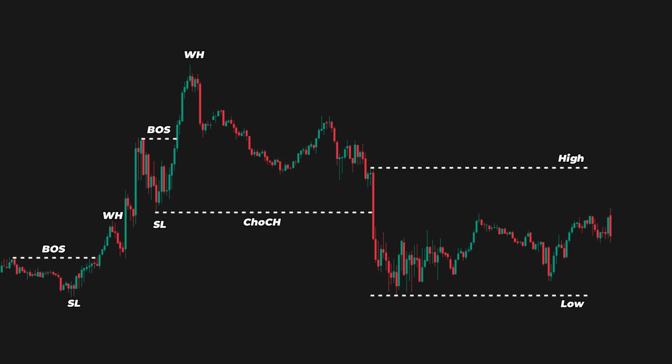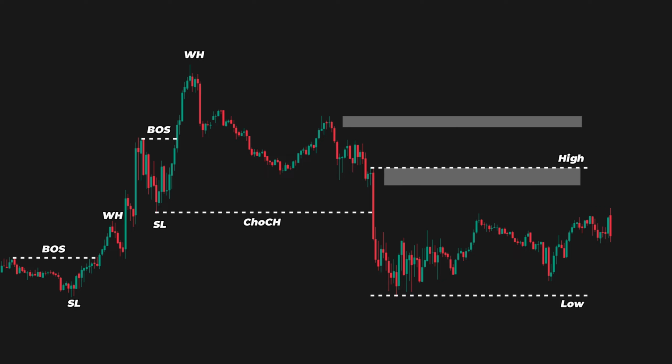During this consolidation, it's important to mark key order blocks, especially indecisive candles or small-bodied candles with wicks on both sides. These areas, such as the two indecisive candles near the end of the range, can act as potential reversal zones or take profit levels for long positions.